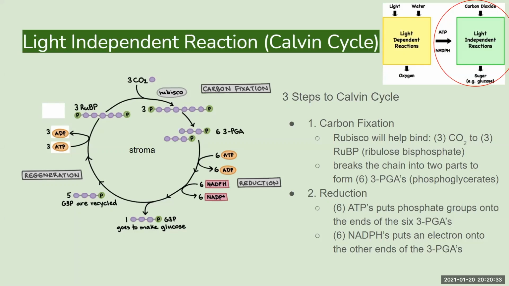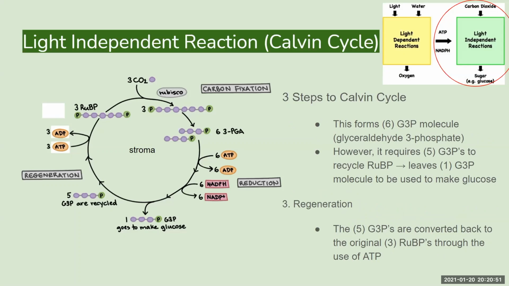The next step is called reduction, where 6 ATP molecules put phosphate groups onto the ends of the 6 3-PGAs. An additional 6 NADPHs put an electron onto the other ends of those same 3-PGAs. Continuing on, this now forms 6 G3P molecules, or glyceraldehyde 3-phosphates.